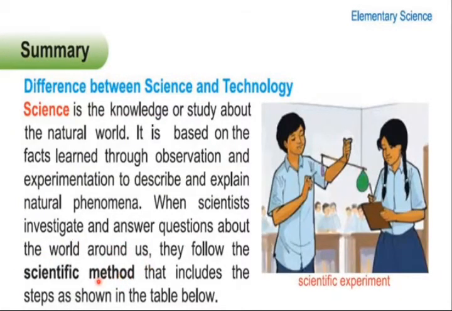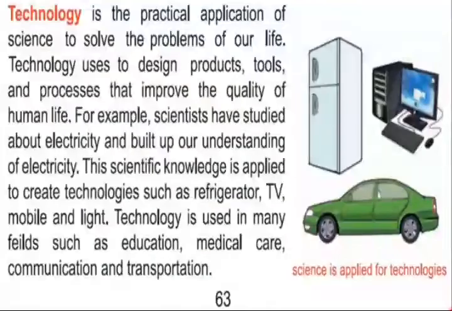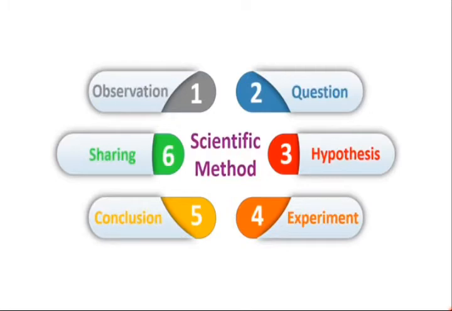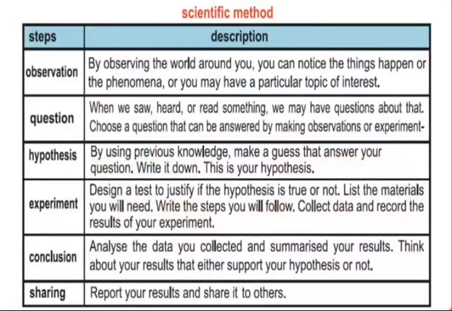Now let's discuss the scientific method. Scientists follow 6 steps to experiment with something or to invent something. Here are the steps. Scientific method. There are 6 steps. The first one, observation. Second one, question, hypothesis, experiment, conclusion, and sharing. Let's discuss that briefly from the book.